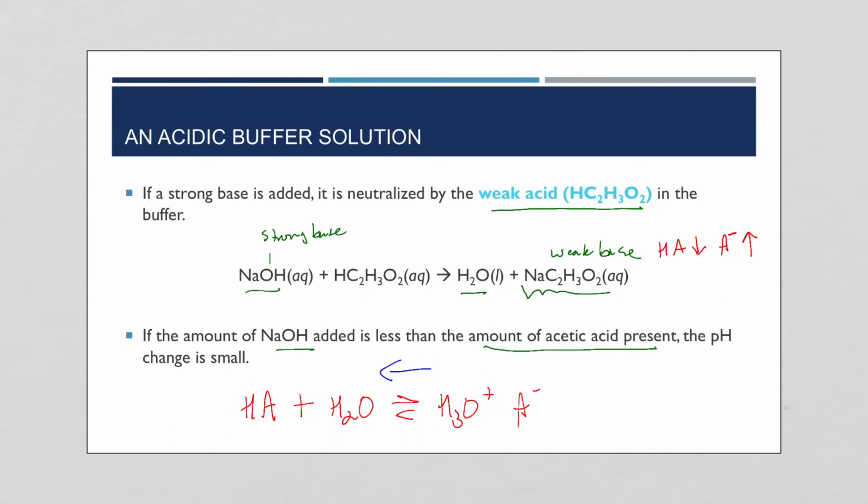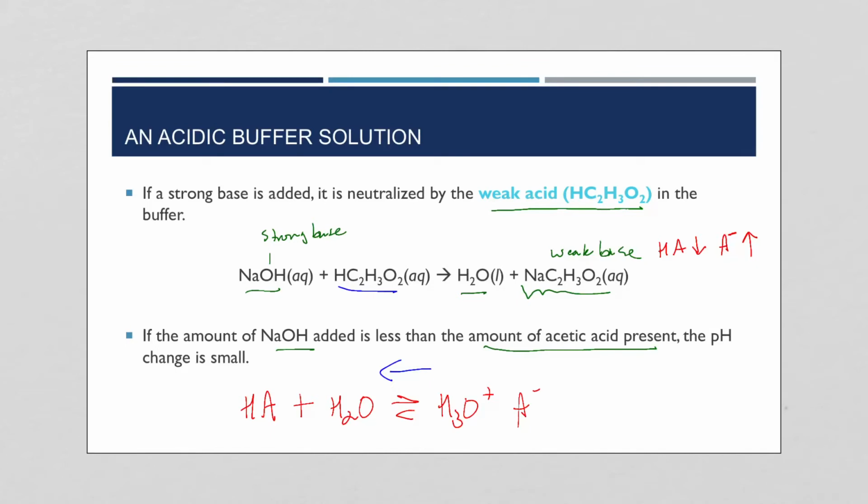Now, all of this is predicated on the fact that the amount of sodium hydroxide, or strong base, doesn't exceed the amount of the acid part of our buffer, right? Eventually, if this runs out, then of course it's no longer a buffer solution anymore because we don't have both parts, and so then we're going to see rapid pH change.